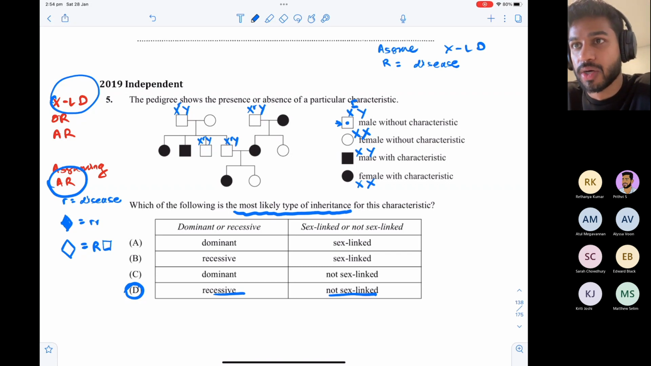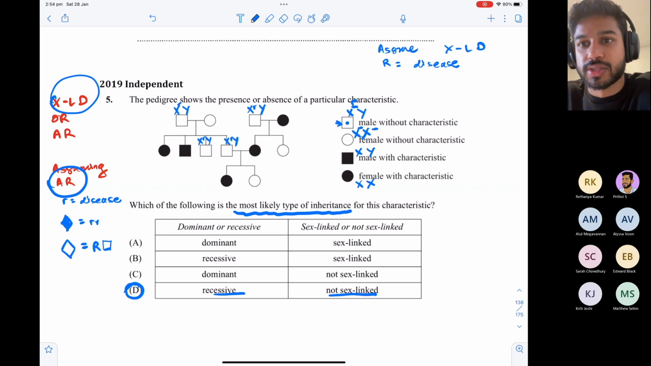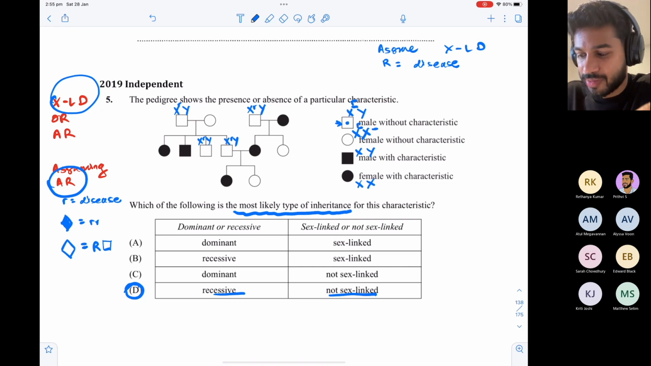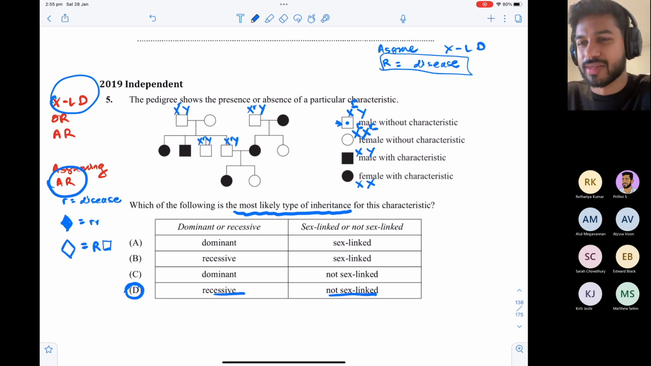Well, this is a female without the characteristic. So what letters will I write for her? Let's go to Edward. Edward, what letters would you write for a female without the characteristic? Either capital R, lowercase r, or capital... Sorry, if it was capital, the recessive would be homozygous recessive. Very good. Good job. Right? So that's why this helps so much. Because if there's even one capital R, she should be diseased, right?